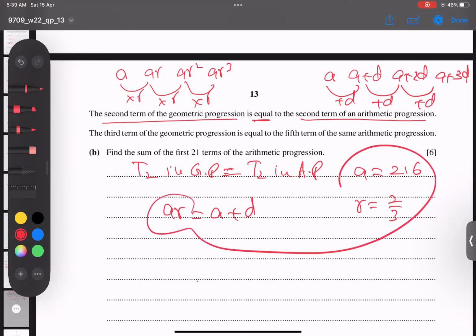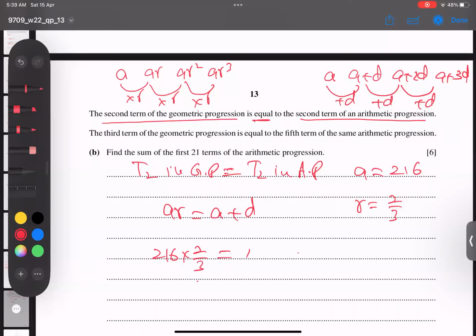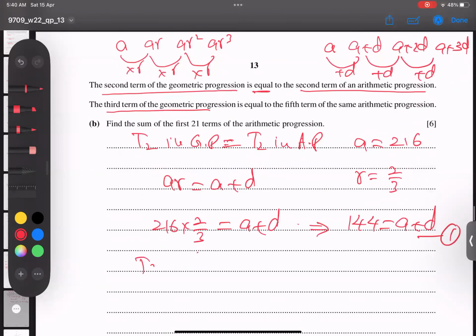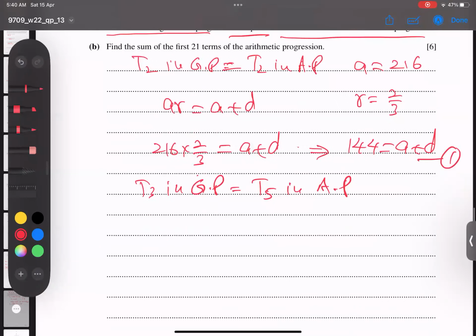Anyway, AR, I use both here. So A is 216, R is 2 by 3. But this A and D, I will keep as it is. So 216 into 2 over 3, the answer is 144. So 144 equals A plus D, equation 1 ready. So I used the first equation only up till now. Now I'm using the third term of GP. So I'm writing here T3 in GP is equal to the fifth term of AP. So I hope it is clear.